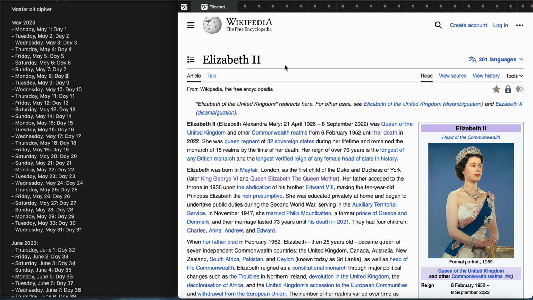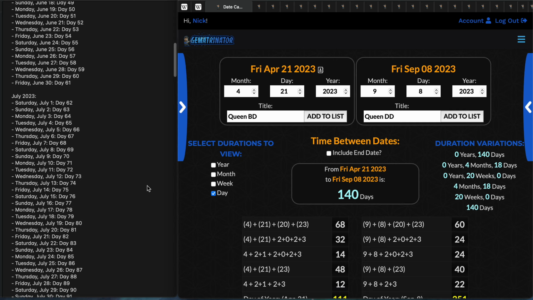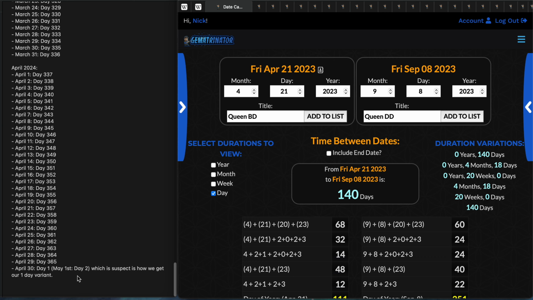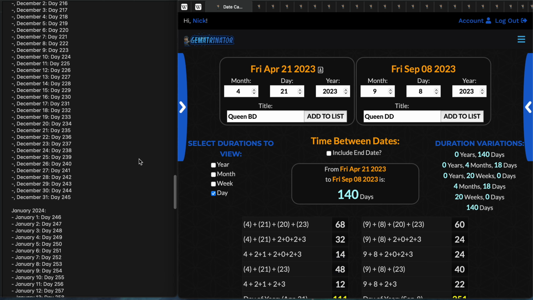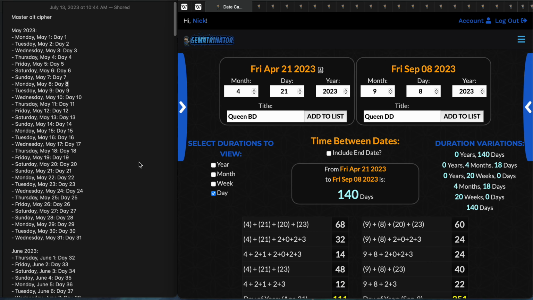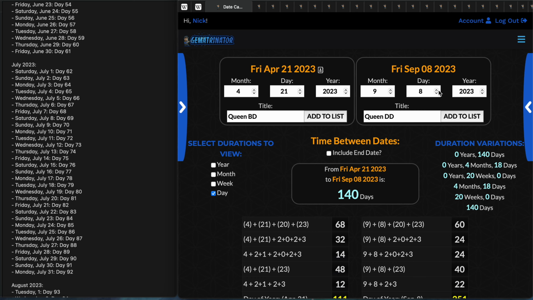Check this out. The Queen, born April 21st, died September 8th, 2022. That is a span of 140 days. We go to our handy dandy little chart here, which again, May 1st to the end of the year is April 30th. And this might explain the 1 day variance. I'll do some more work on that. But anyway, it is a span of 140 days from birth to death.